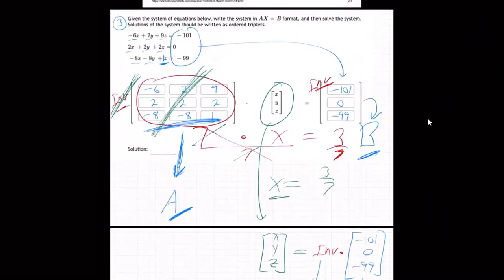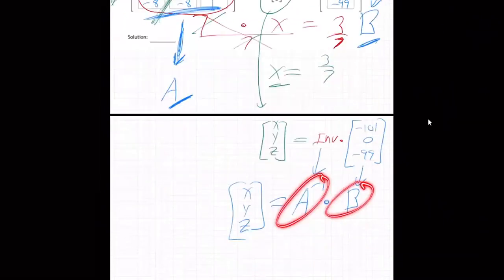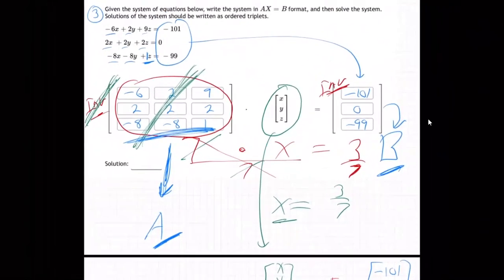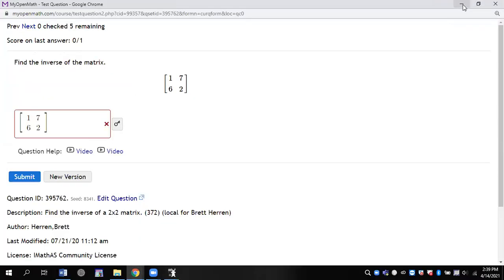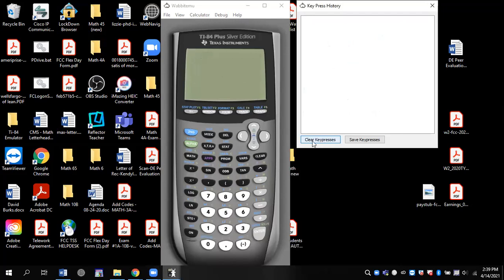So that's the plan. I'm going to put this in, call it A, put this in, call it B, and then my answer is going to be A inverse times B, because it's just like solving for X in a normal equation. You just do the inverse on both sides. All right, let's go to the TI graphing calculator and do exactly that. There it is. All right, TI graphing calculator. Here we go. First thing is you've got to put it in.